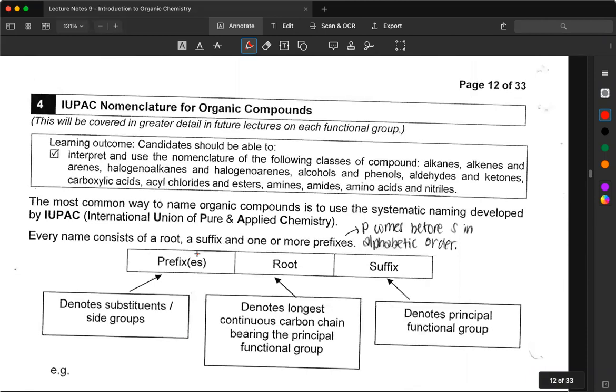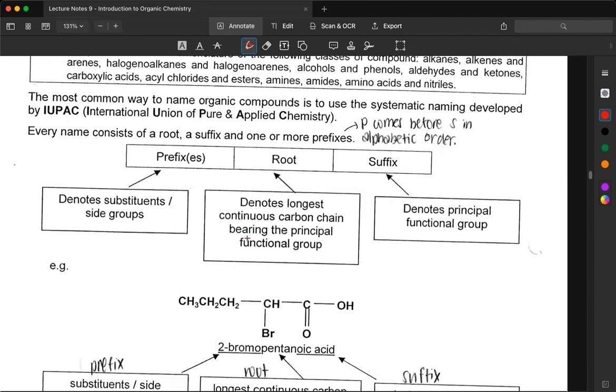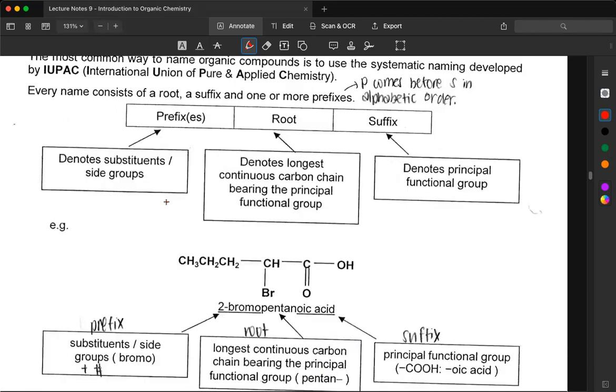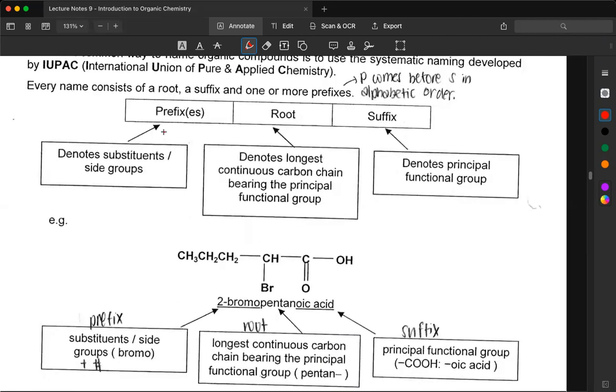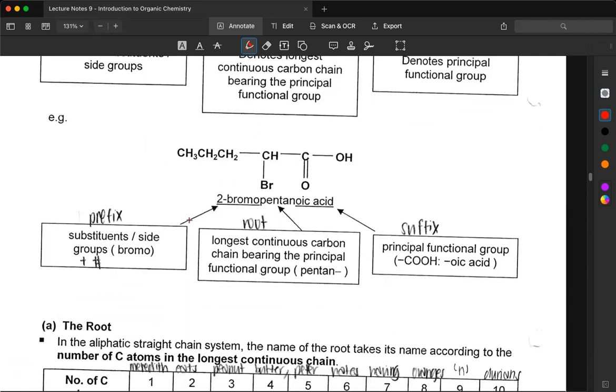Nomenclature. The most common way to name organic compounds is to use the systematic naming developed by IUPAC. So each name consists of a root, a suffix, and a prefix. Now, the prefix represents the substituents or the side groups. The root denotes the longest continuous carbon chain bearing the principal functional group. And the suffix denotes the principal functional group. Like this. So, 2-bromopentanoic acid.